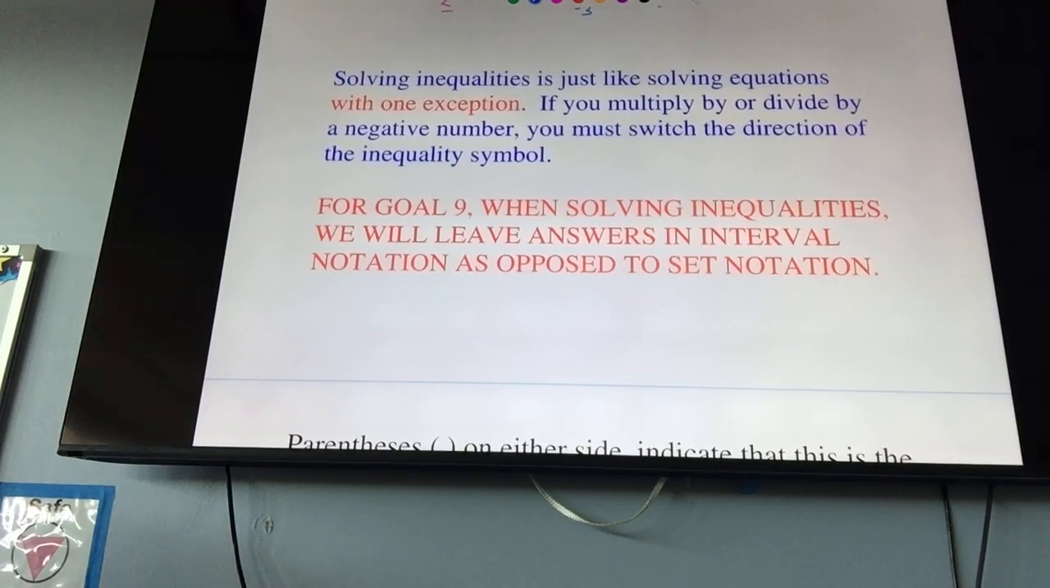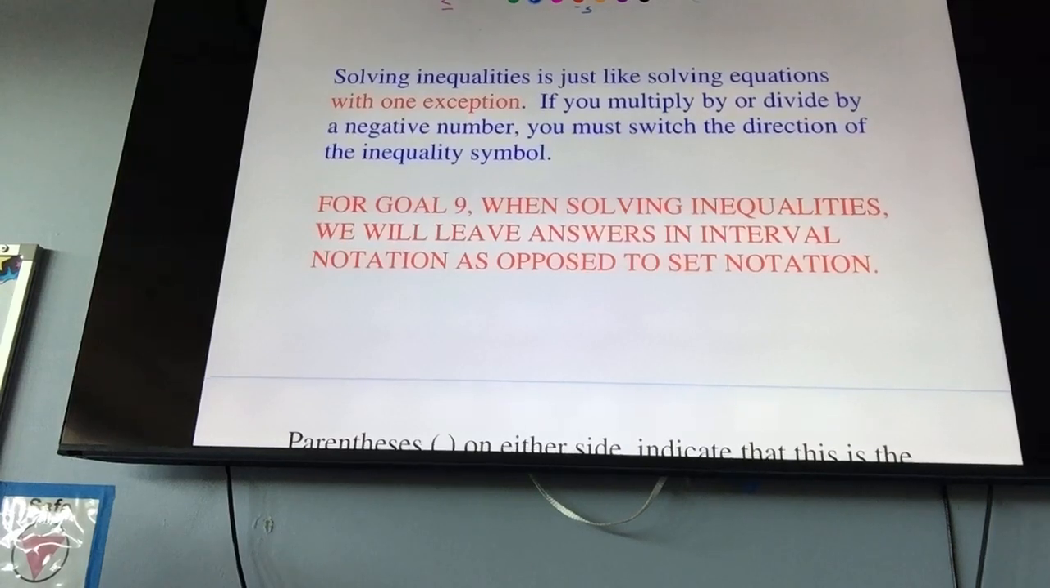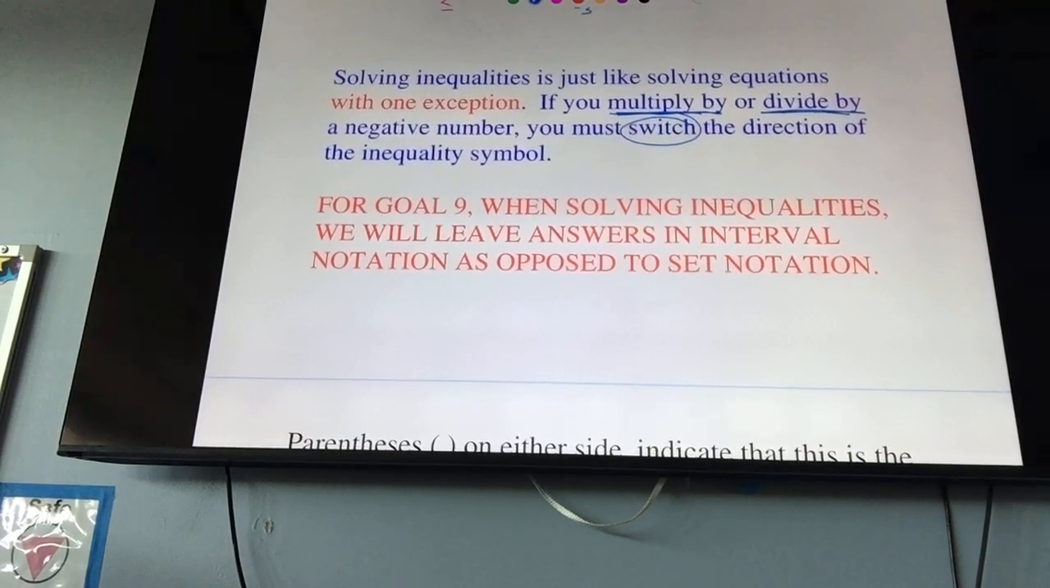Except there's one exception. If you multiply by or divide by a negative number, you must switch the direction of the inequality symbol. So if you multiply by or divide by a negative number, you switch the direction of the inequality symbol. In most cases, almost all cases, it's a divide by. I am going to do a multiply by just so you see it, but usually it's always a divide by, okay? We switch the direction of the inequality symbol.